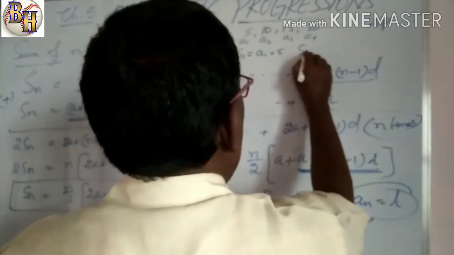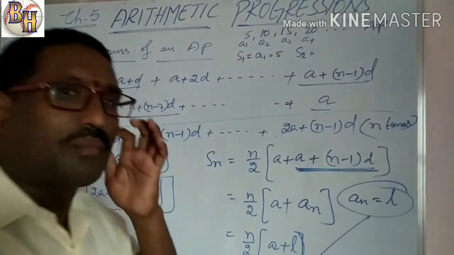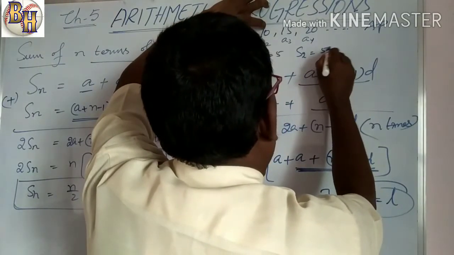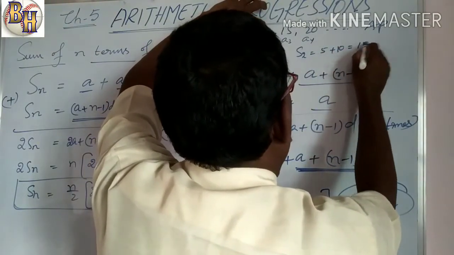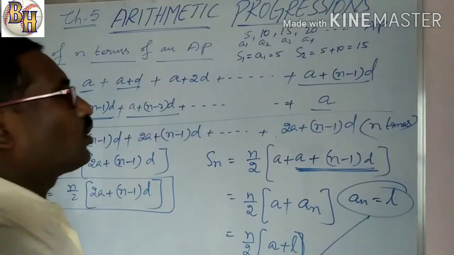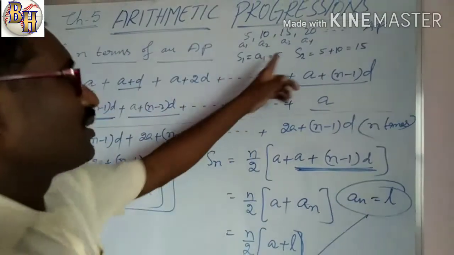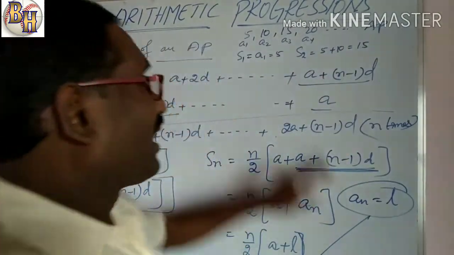Sum of two terms, S2. Sum of two terms means the first two terms added, 5 plus 10. How much? 5 plus 10 is equal to 15.